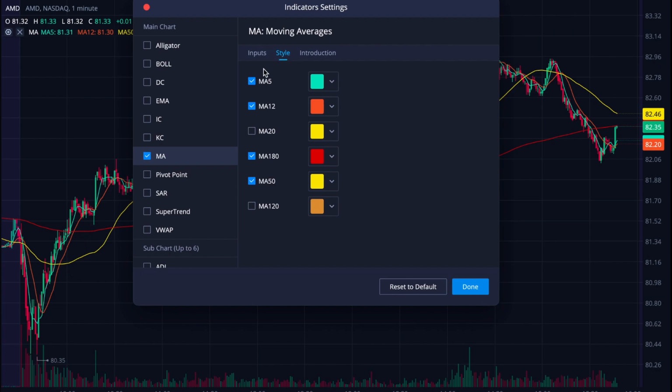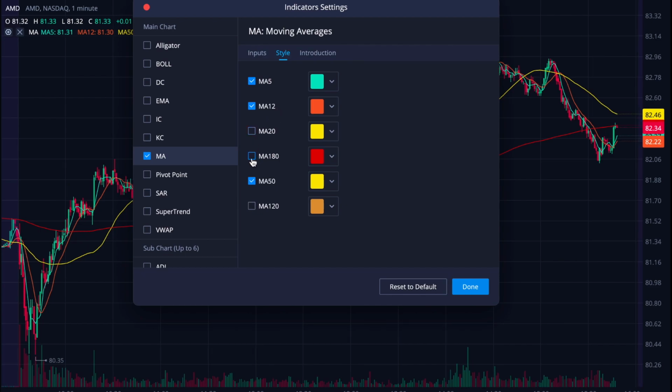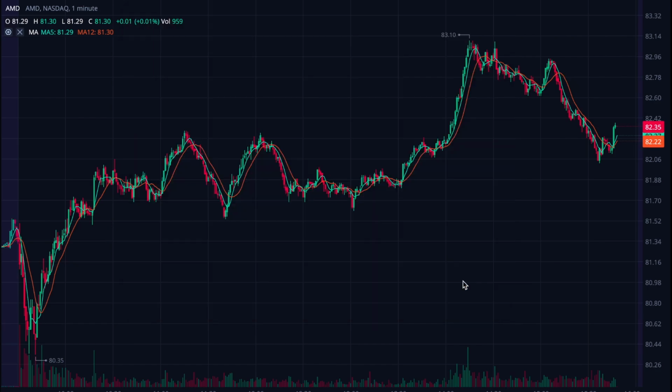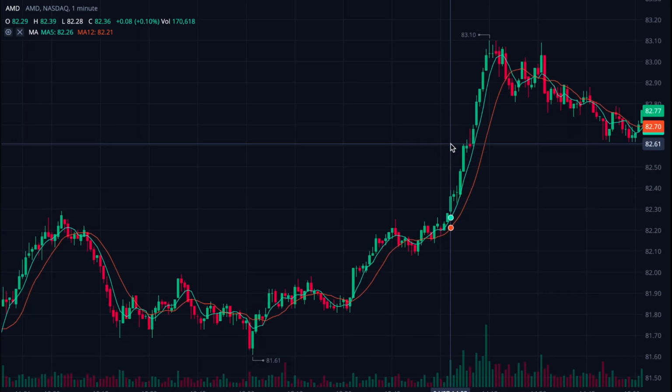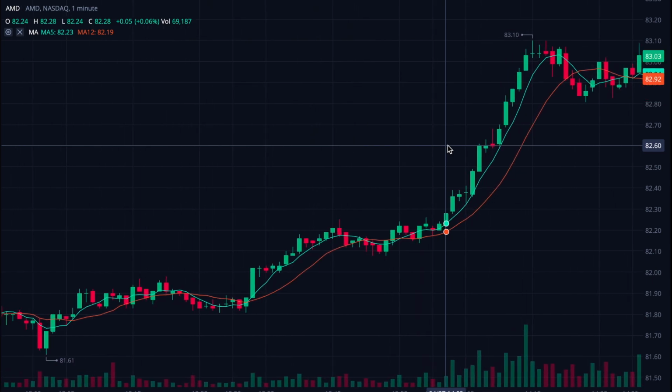For a more aggressive strategy, what I would potentially look at doing is take an entry as the price breaks above the MA5, and then set my cut loss as the price dips below the MA12. So let me show you what that would look like. If you see that here, this is the way that this would have played out if we had set the indicators just as I did.